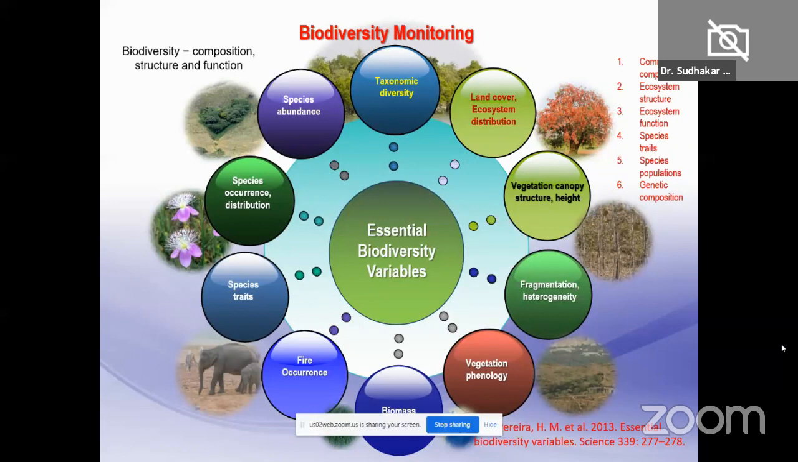So when you are doing biodiversity research, it is complete only when you are integrating all these parameters in your study. Otherwise, it will give you only incomplete information on the biodiversity status and for biodiversity conservation purposes.